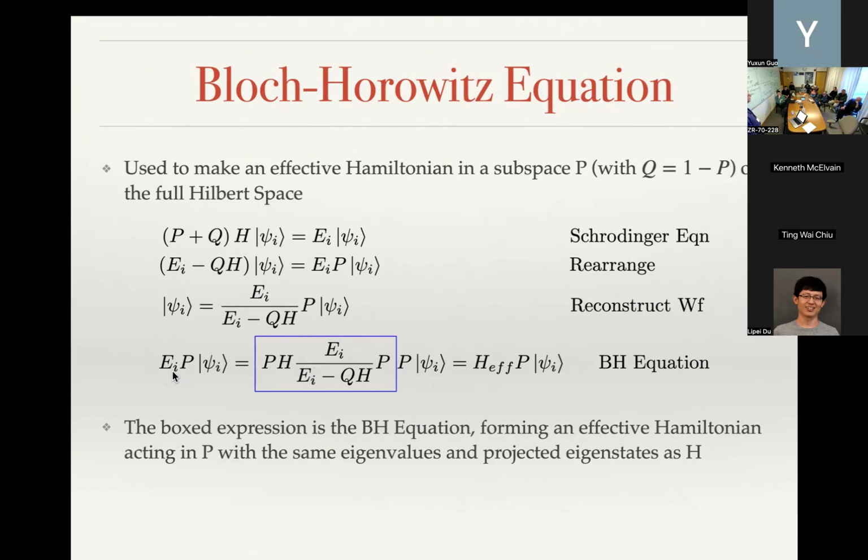Is that making sense? Yeah. So this is the Bloch-Horowitz effective Hamiltonian.